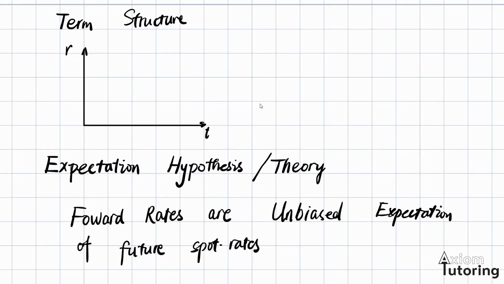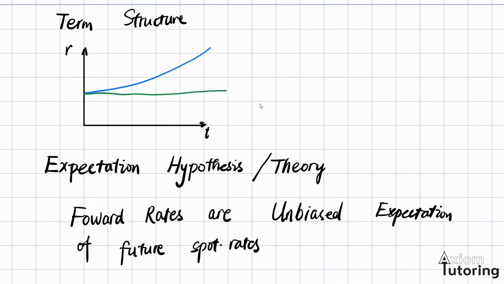So what is the term structure? It is simply the diagram or the picture where we use the spot rates on the vertical axis against the maturities or time on the horizontal axis. So the shape of the term structure could come in different forms. The most common shape of the term structure would be an upward sloping curve, just like this.